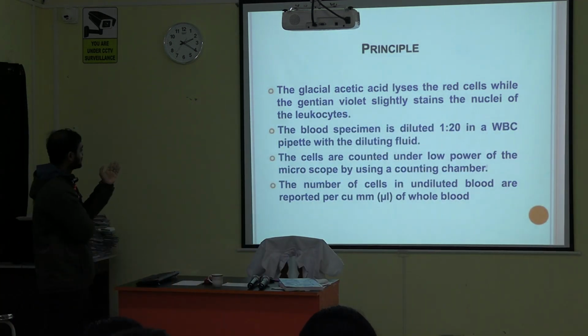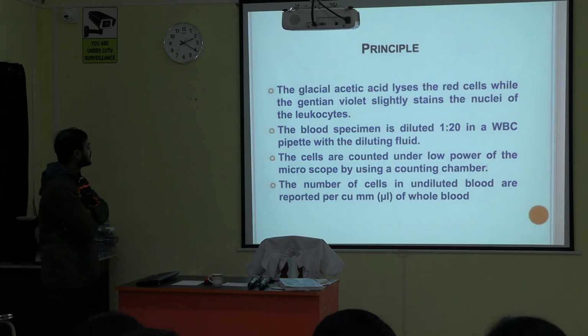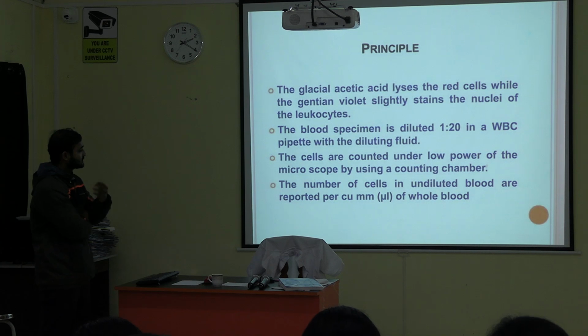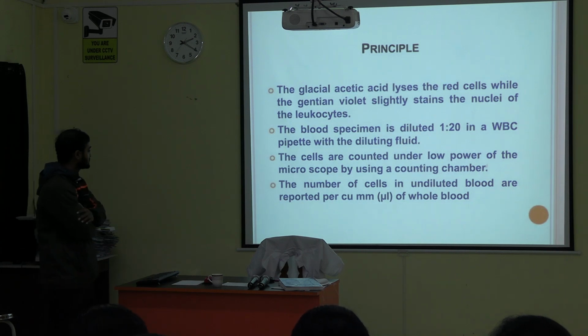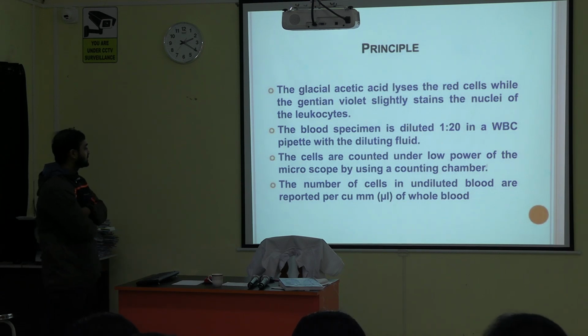Only the nucleus will come out. We use the WBC diluting fluid, and the cells are counted under the low power, that is 10x, by using the microscope under the counting chamber. The number of cells in the blood is reported per cubic mm of the whole blood.